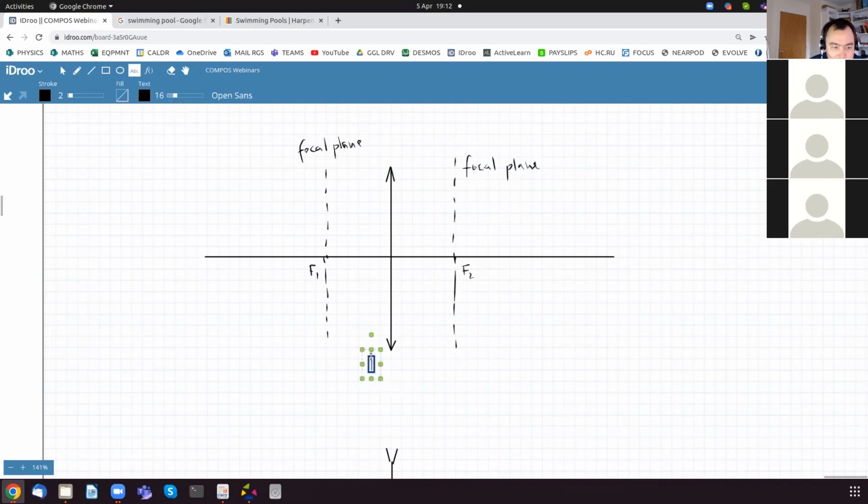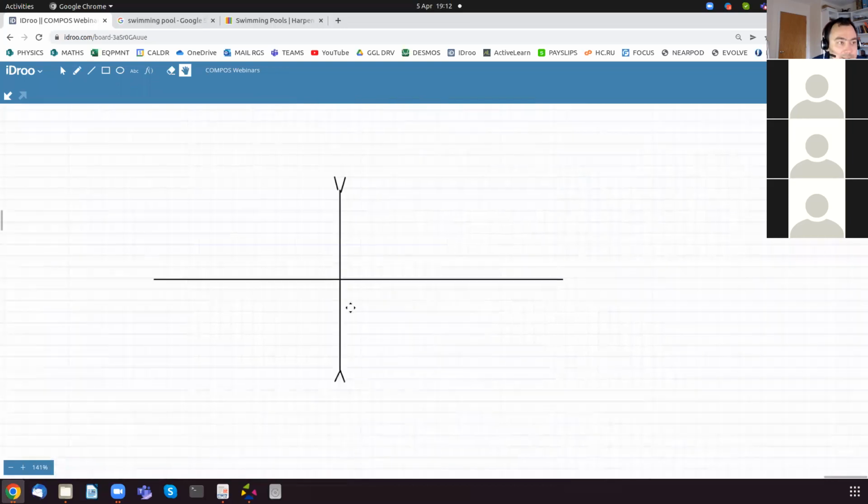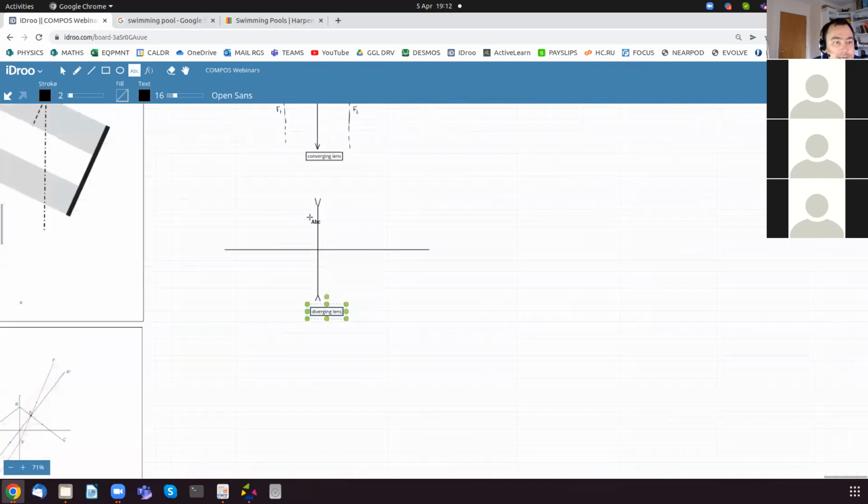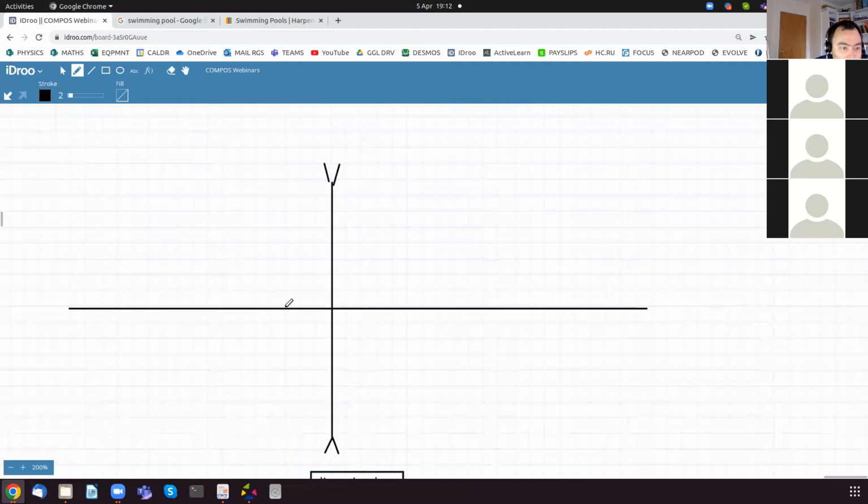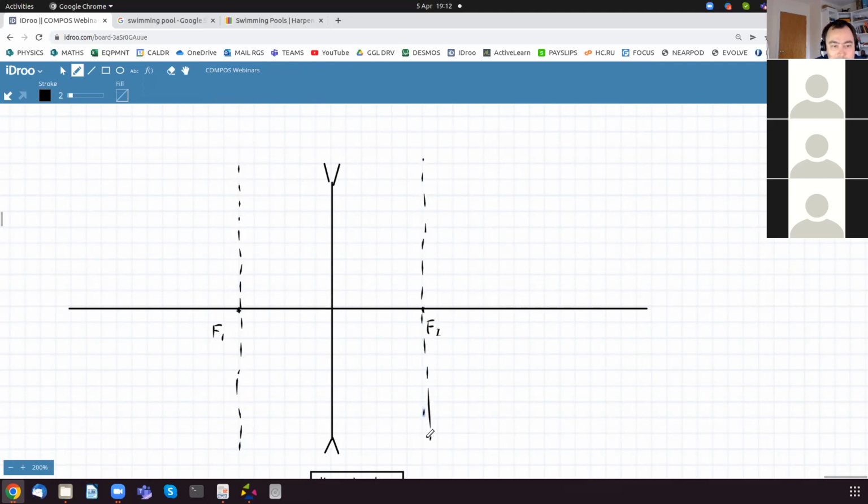And so this is a converging lens, and this is a diverging lens. It also has two focal points, F1 and F2, and two focal planes. They're quite similar in that way. The difference is that they bend the light different ways.